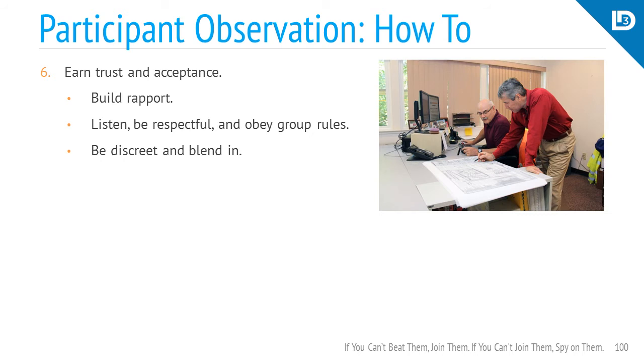You need to earn people's trust and acceptance. At first, people may find it a little strange what you're doing. They're not used to it. So you want to build rapport with these people so that they understand what you're doing, and you want to listen to them, be respectful, and obey the group rules, both the written rules and the unwritten rules that you discover. And you want to be discreet and blend into the group. I mean, it's overt. They know that you're doing a research study, but you don't want to be the loudest, most outgoing, obnoxious, standout kind of person. You want to just blend in and let them focus on their own activities, and after a while forget about the fact that you're doing a research study.